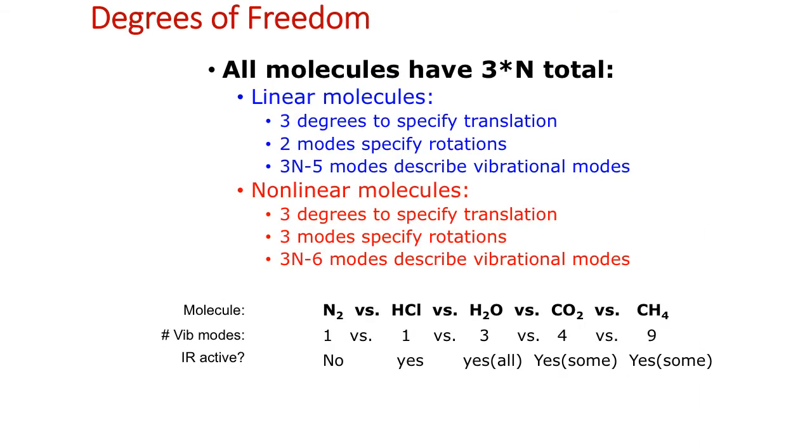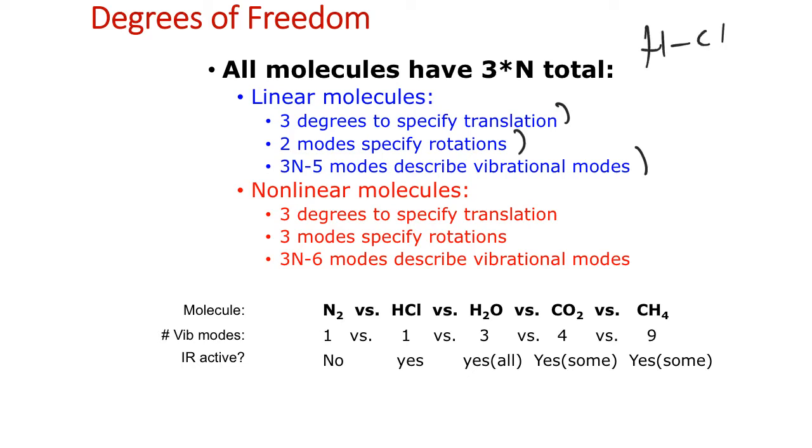So then when we talk about degrees of freedom, we can get a sense that molecules have 3 times the number of atoms in degrees of freedom to describe their position, their vibrations, and their rotations. So linear molecules need 3 degrees of freedom to describe their translation and 2 to describe their rotations, because the molecules being linear will have 2 rotational degrees of freedom. So they have 3n minus 5 vibrational modes.